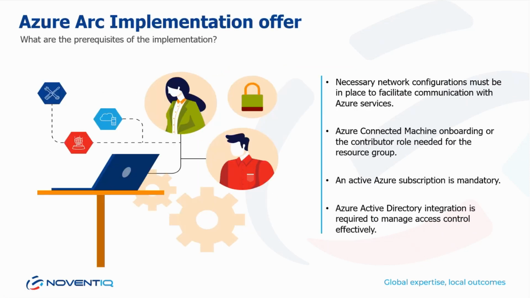Right now, for this particular offer, there are certain prerequisites which we will be publishing on our marketplace, and there are certain network prerequisites. When I say network prerequisites, there are certain URLs and ports which need to be allowed for the Azure Arc agent to get installed on your on-premises or non-Azure workloads, so that it can connect and speak to the Microsoft backend servers, and can get seamlessly onboarded onto Azure Arc.